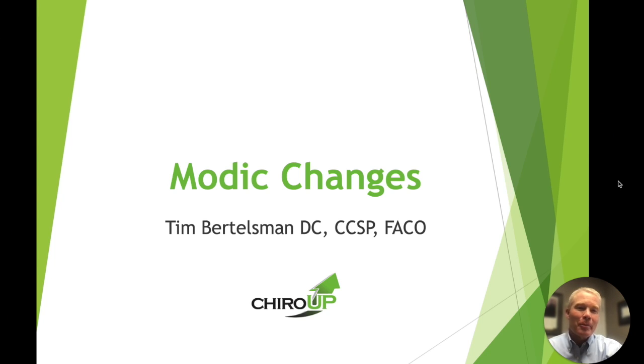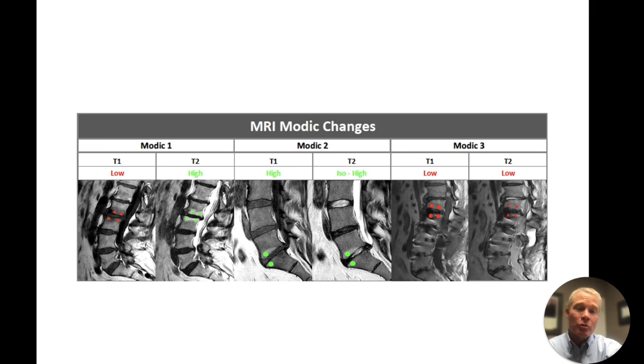It's Tim from ChiroUp, and today I have a quick video to demystify what Modic changes are. These were first described by Dr. Michael Modic. He was a neuroradiologist at the Cleveland Clinic, and he observed there was a fairly predictable pattern of MRI changes in people who had lumbar spine problems. He classified them into three categories.